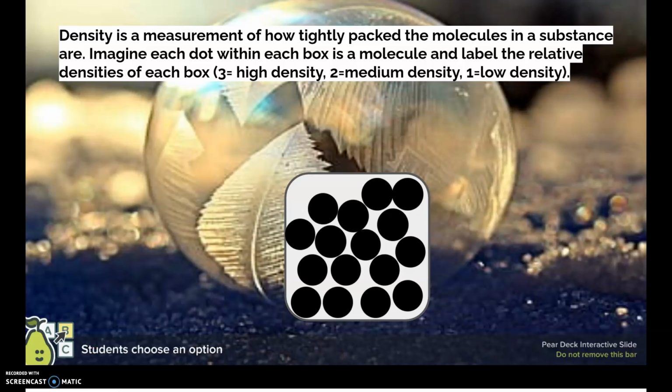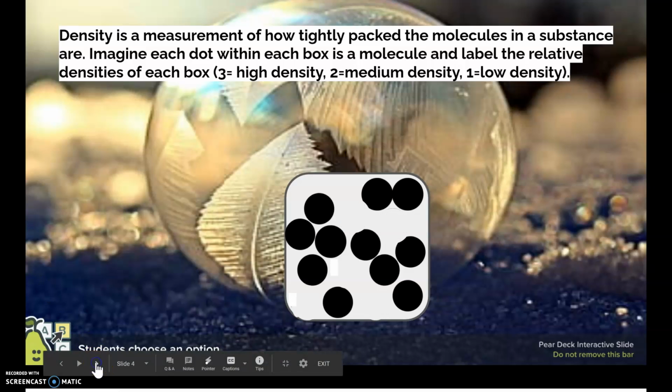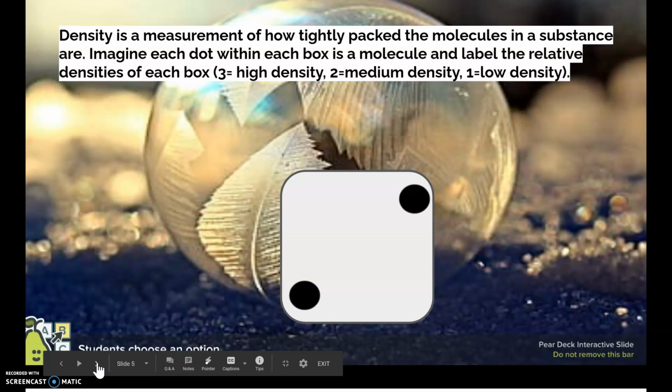Very well. This is our very first pair deck activity. It should be pretty easy. Density is a measurement of how tightly packed the molecules in a substance are. Imagine each dot within each box is a molecule and label the relative densities of each box. 3 would be high density, 2 medium density, and 1 would be low density. What would this one be? Good. Now let's try this one. And this one.